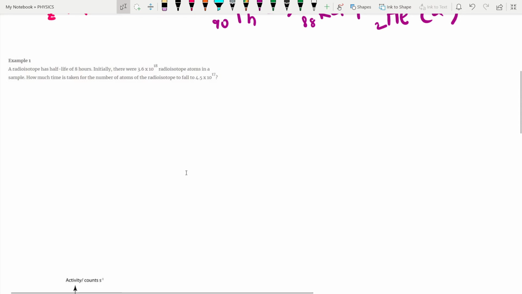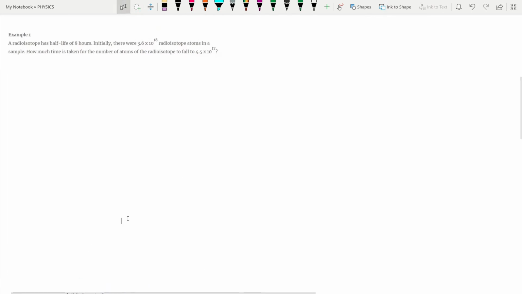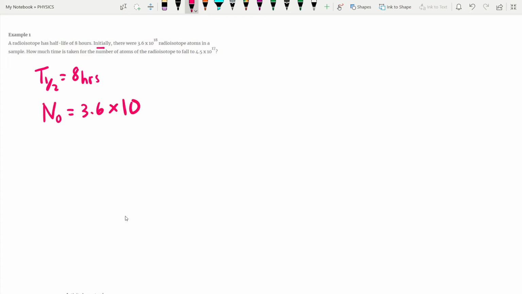A radioisotope has half-life of 8 hours. Initially, there were 3.6 times 10 to the power of 18 radioisotope atoms. Dapat je terus tulis apa maklumat yang penting. Half-life, T half is equal to 8 hours. Initially, this is a very important word. Initially ni maksudnya originally. There were 3.6 times 10 to the power of 18 radioisotope atoms, which means atoms original dia adalah 3.6 times 10 to the power of 18. So make sure you write down all the info.